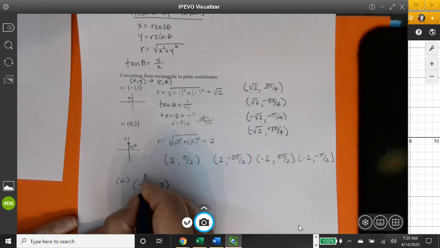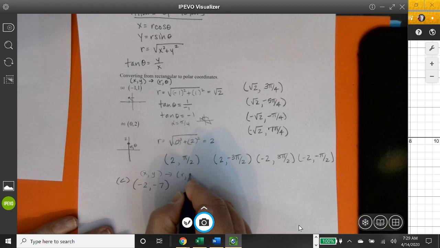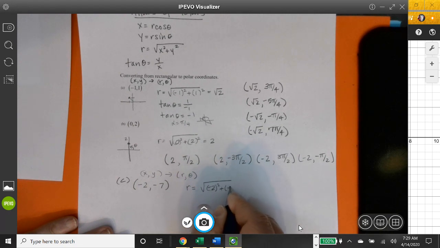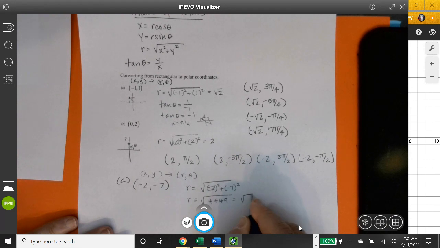But what's our first step? Remembering that this is an x and a y, and we're going to go to an r and a theta. Well, the first thing we got to find is r. Well, r is simply the square root of negative 2 squared plus negative 7 squared, which is the square root of 4 plus 49, which is a beautiful root 53.